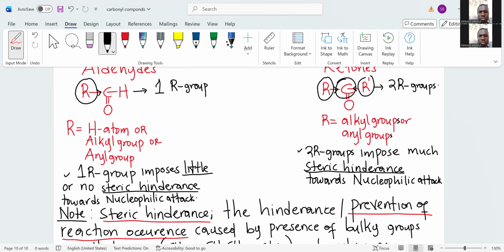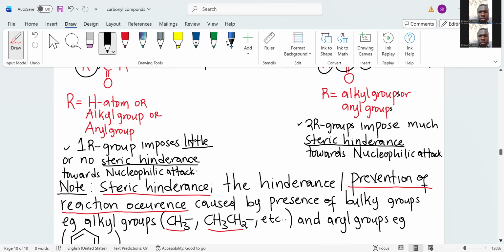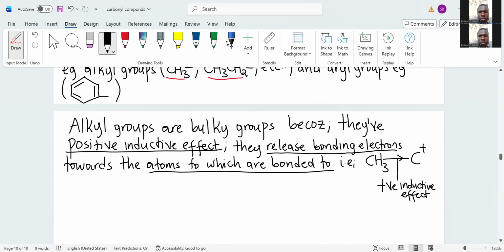So two R groups impose much steric hindrance. Two R groups hinder the reaction greatly as compared to the case where I have one R group. Why do they hinder the reaction greatly? Simply because they are heavy. What do I mean by calling them heavy? Some of them release electrons towards the carbonyl carbon, increasing electron density towards it, reducing the rate at which it picks up electrons from the other species. So I want to write that statement here.